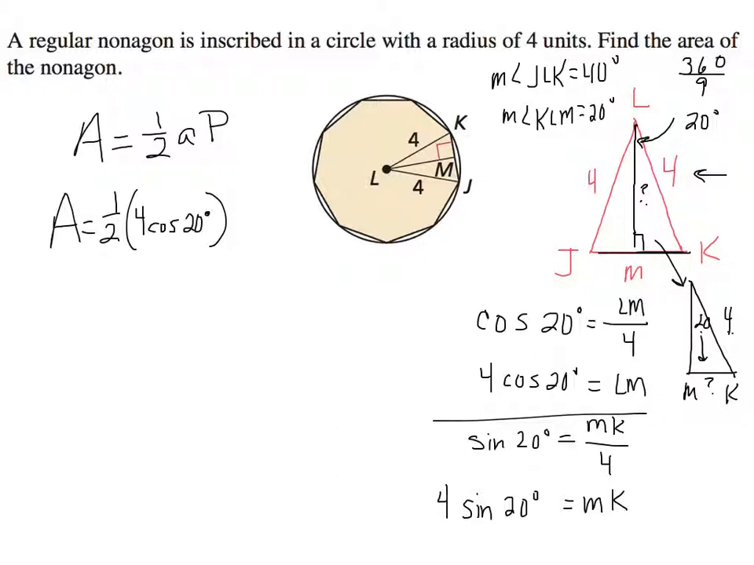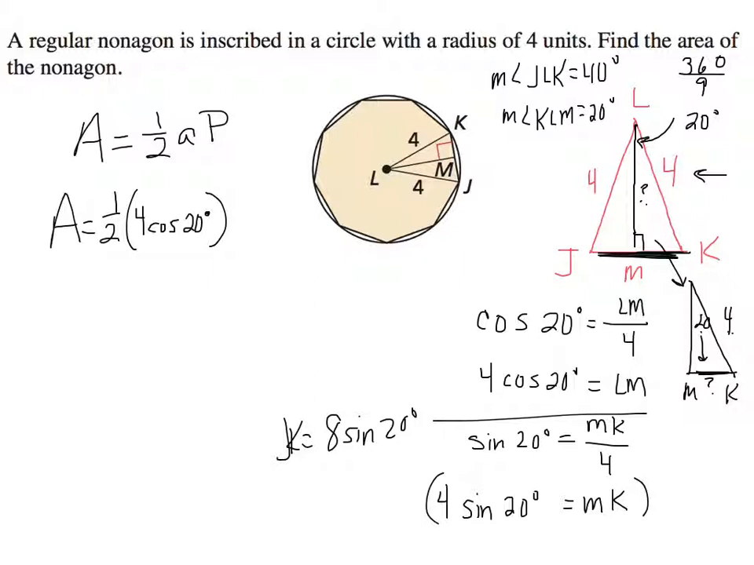But remember, that's only half this triangle. I want the whole way across, so I just double it. So instead of 4 multiplied by sine 20 degrees, I can say that one side, this is one side, which is JK, is 8 sine of 20 degrees.